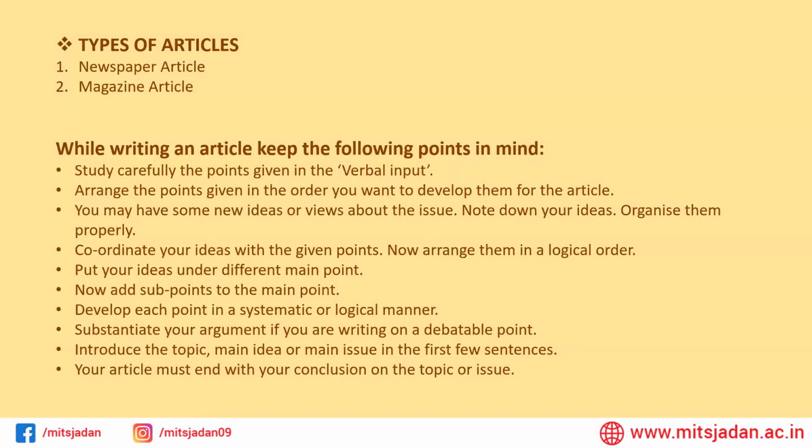Whatever thoughts and imaginations come to our mind must be written down, jotted down, and gone through to arrange. Next is to arrange the points. Whatever points we have jotted down, we need to arrange them properly. Third, you may have some new ideas or views. When the jottings are in front of our eyes on the paper, we can include many things also. Coordinate your ideas with the given points.